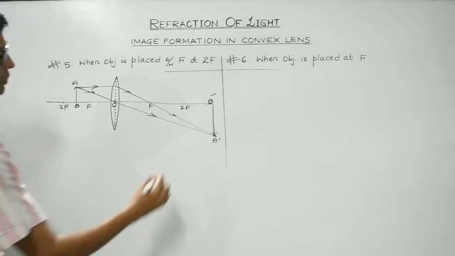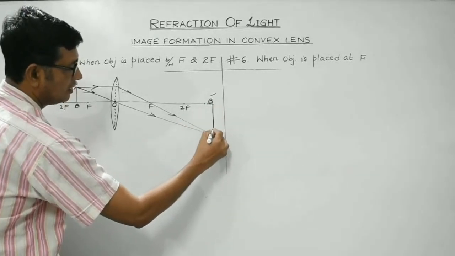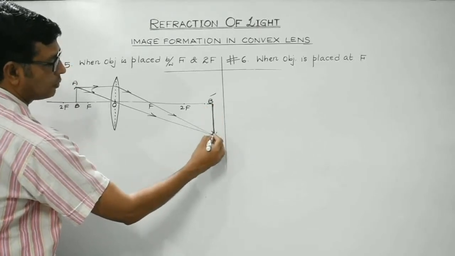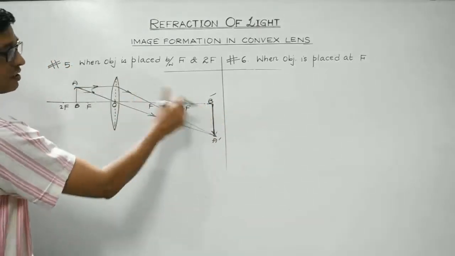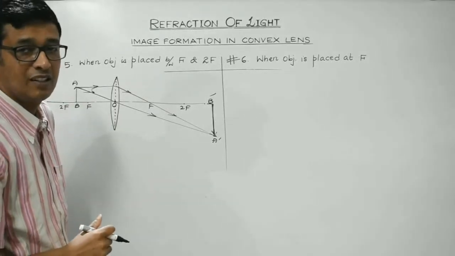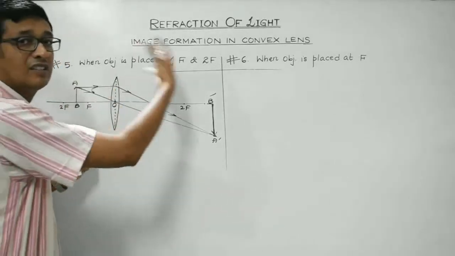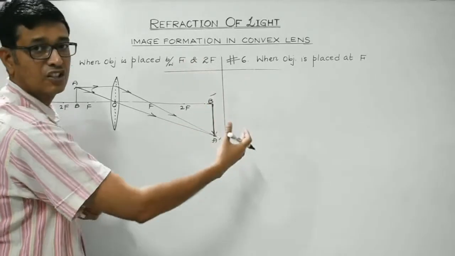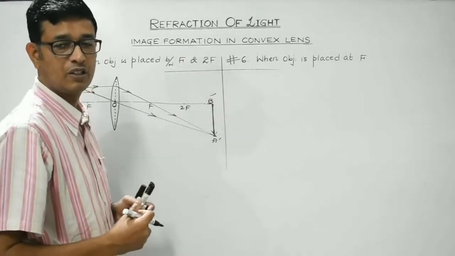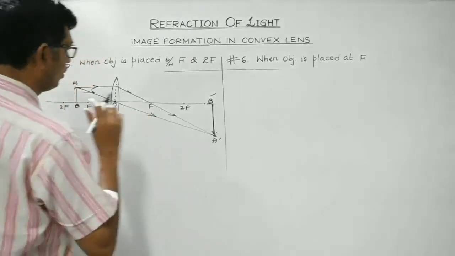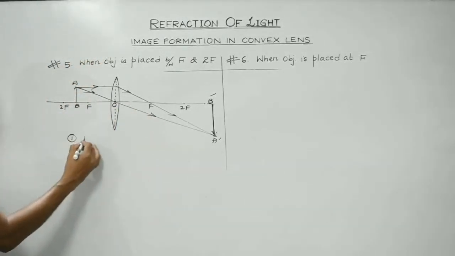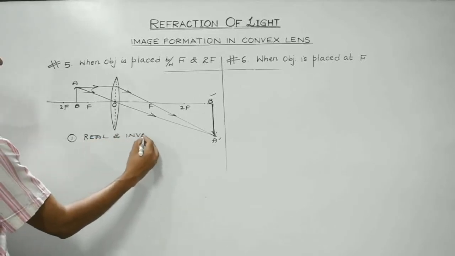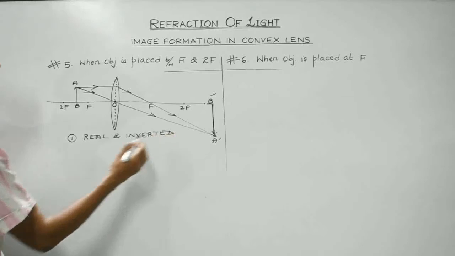Now look, students, it's pretty clear that the image obtained is inverted. The image obtained is of much larger size than that of the object. Also, the image is obtained on the other side as that of the object. So if you place a screen over here, the enlarged image can be obtained on that particular screen, isn't it? So what will be the nature of the image then? It will be real and inverted.